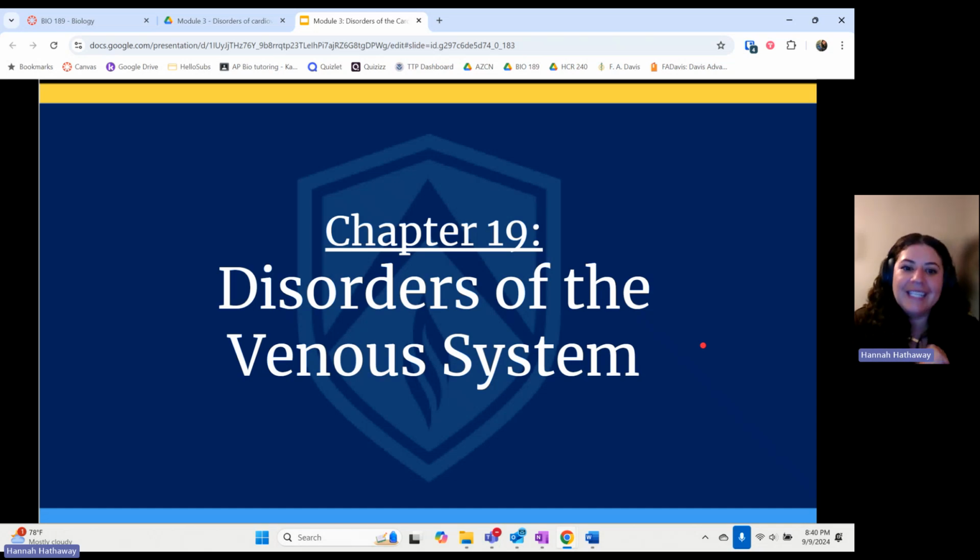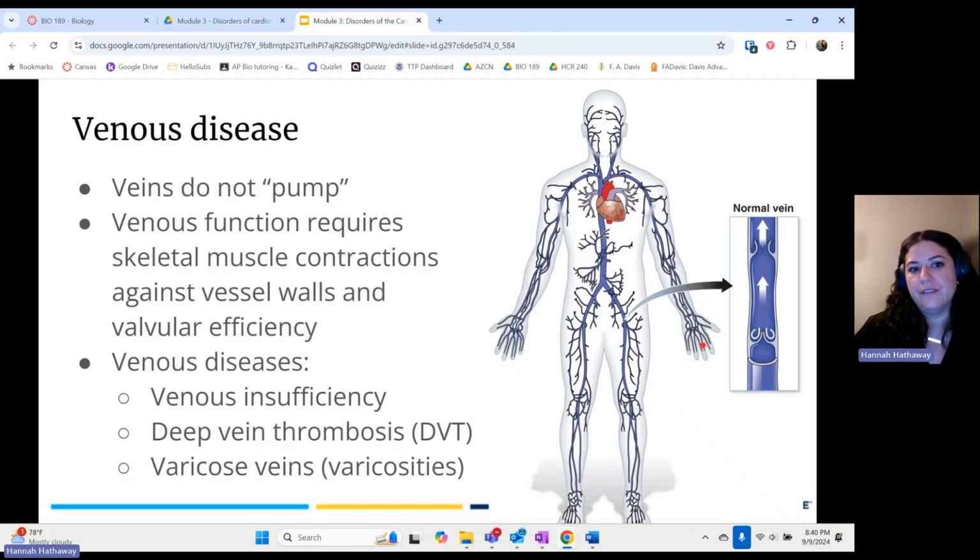So chapter 19 is disorders of the venous system, so disorders essentially of the veins. Remember, we started at the beginning reviewing the difference between arteries and veins. Veins don't have that thick layer of smooth muscle. They do not pump. In order for them to work, you have to essentially use the skeletal muscles around them. So this is why if someone's on a long flight, you're supposed to get up and move around, because it helps get that blood flowing so it doesn't pool in the veins.